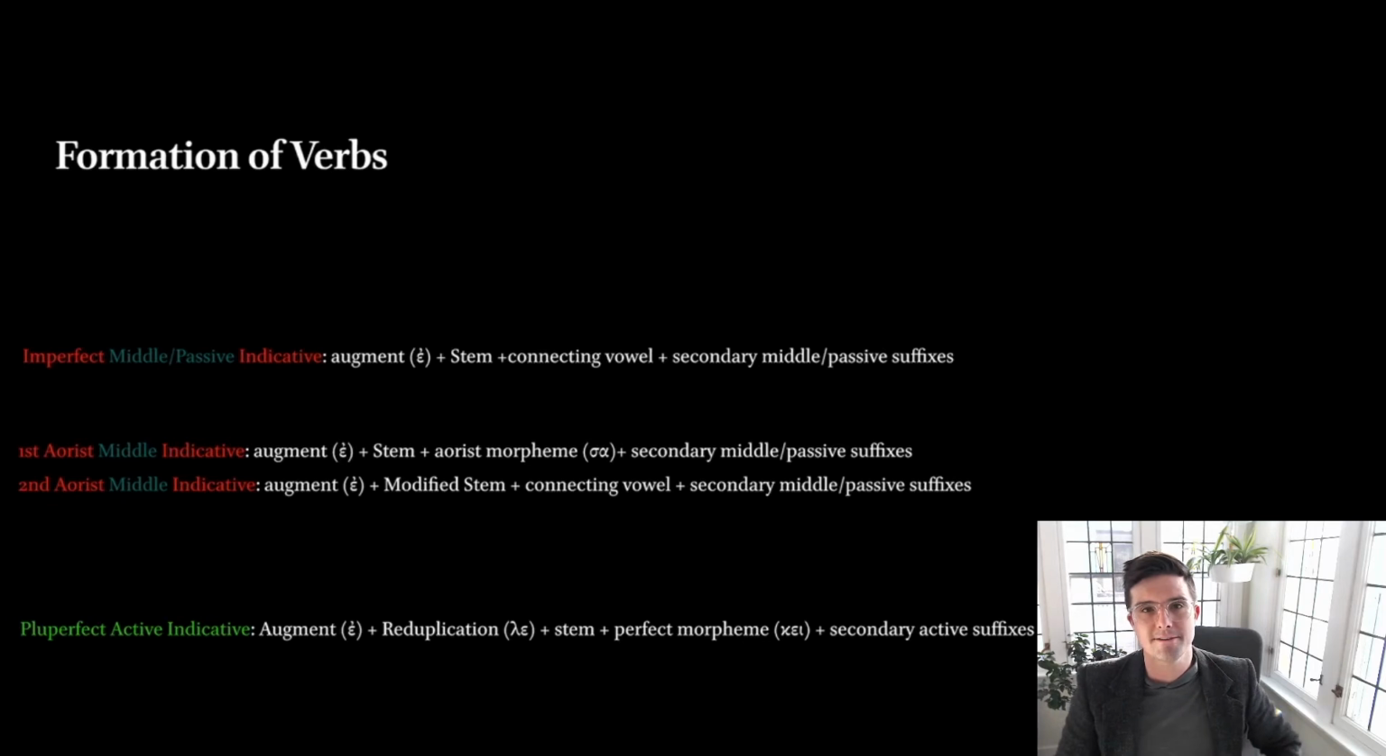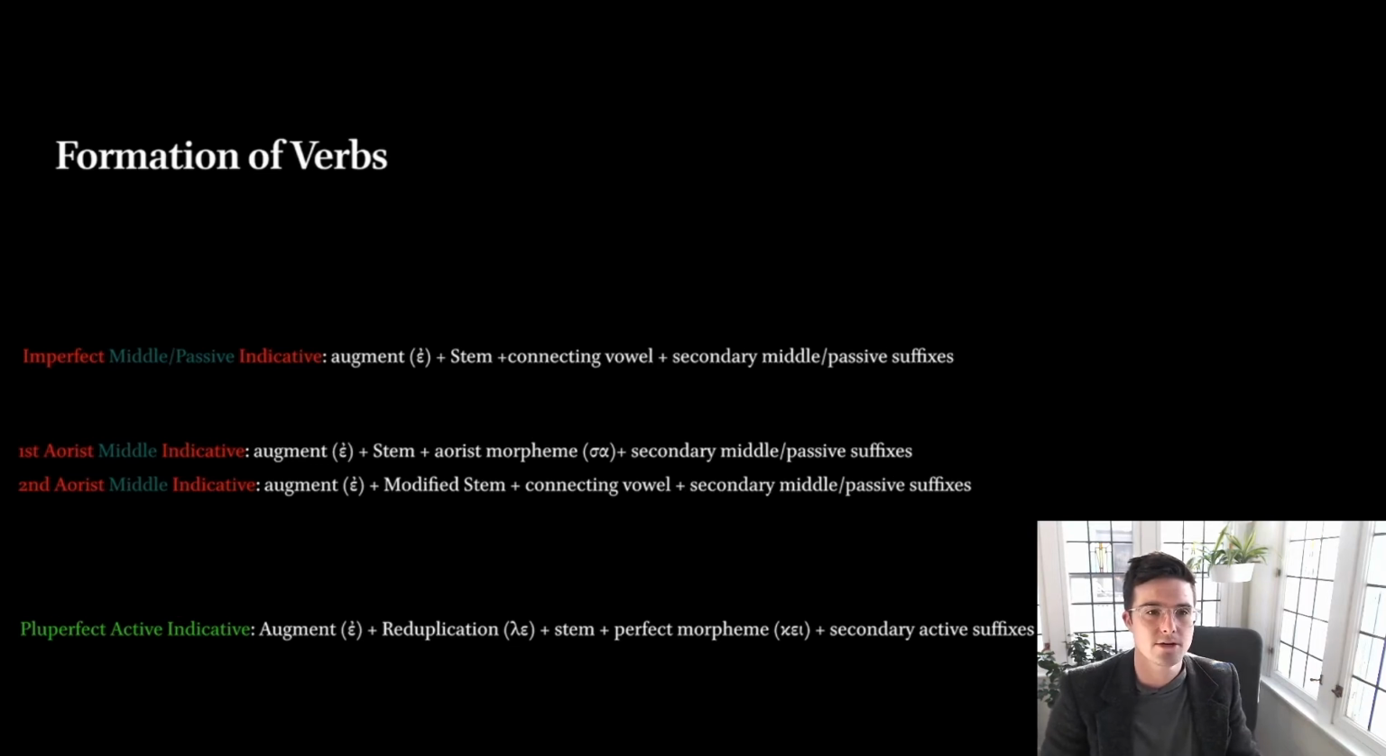So these are the different forms that we are looking at in this video. The imperfect, middle, passive, indicative. Remember, they're going to be the exact same. They're going to look exactly the same. The first aorist middle, the second aorist middle, and then we're going to close out with the pluperfect, active, indicative.